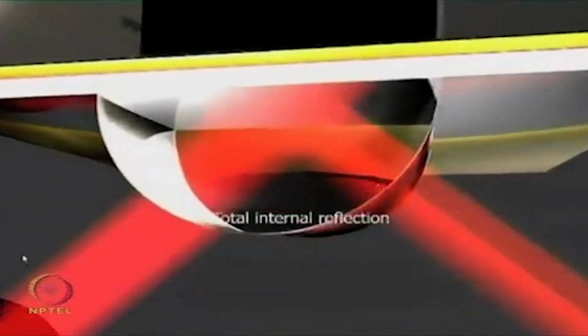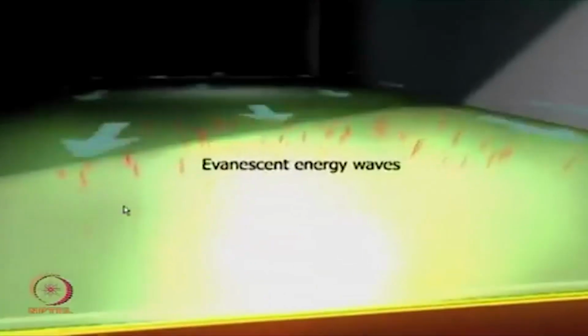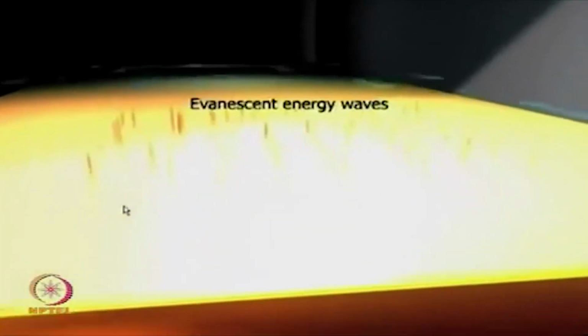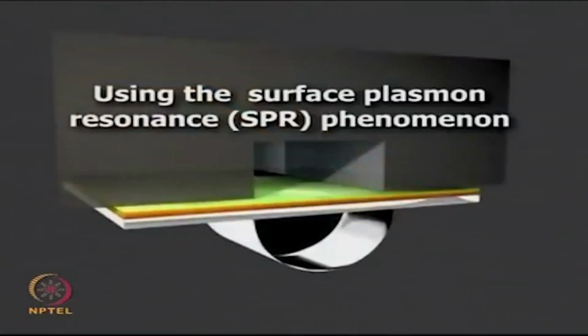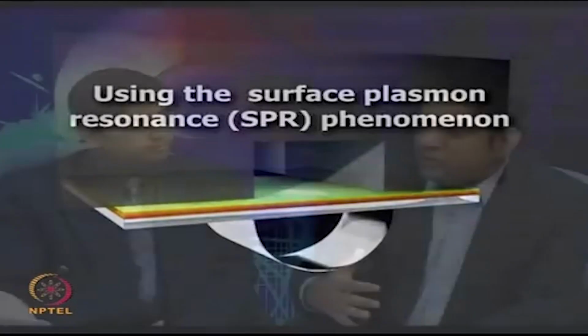The light reflects at the angle of total internal reflection, and evanescent energy waves are created on the top of the chip. And these evanescent energy waves are also called surface plasmons. And these surface plasmons are the ones which are used to actually study biological interaction. When I go to video 2 now, you will see how biological interactions are studied.